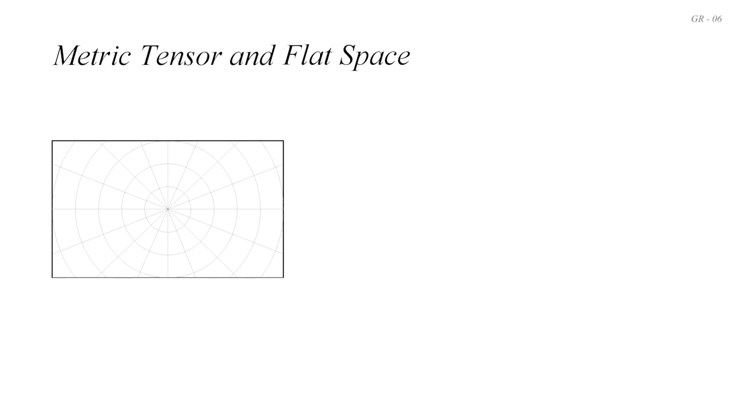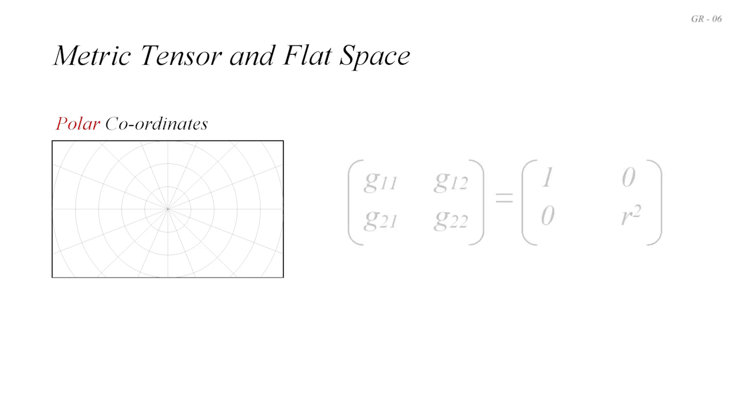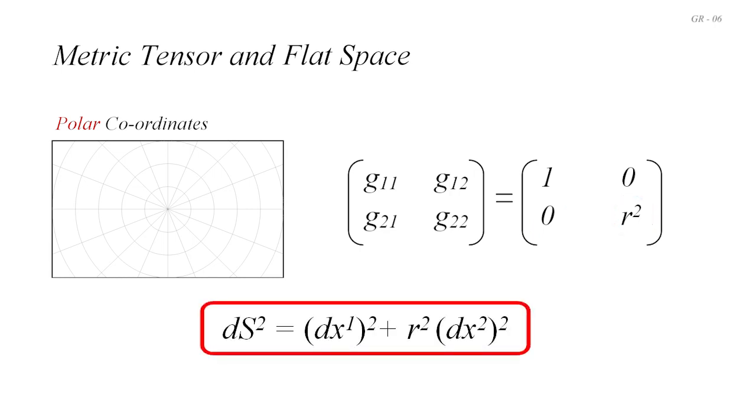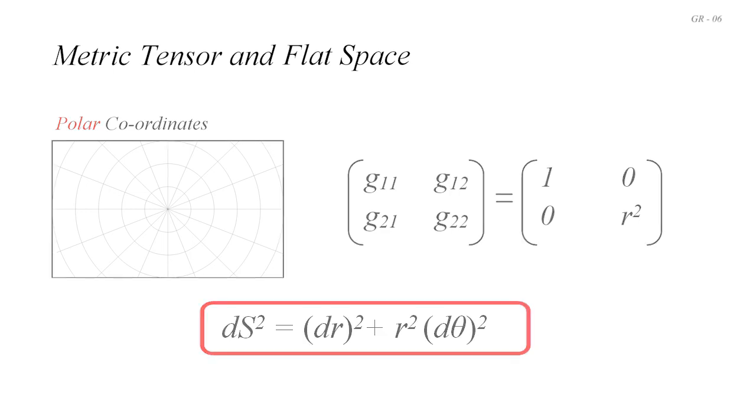And finally, we considered making measurements of the same flat surface using polar coordinates. And for that frame of reference, we found that the metric tensor was 1, 0, 0, r squared. This meant that the size squared of an infinitesimally small vector ds would be given by ds squared equals dx1 squared plus r squared dx2 squared. Or using the more usual r and theta instead of x1 and x2, it is ds squared equals dr squared plus r squared d theta squared.